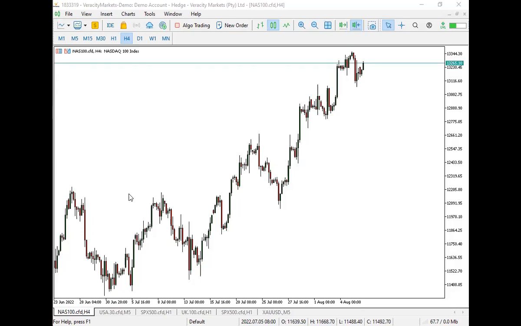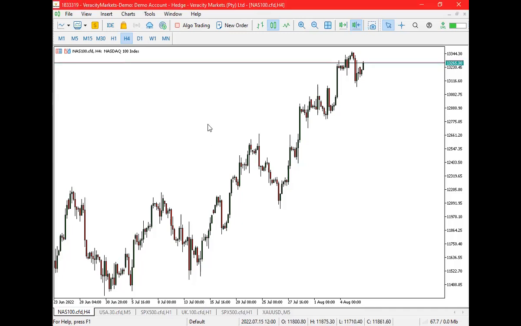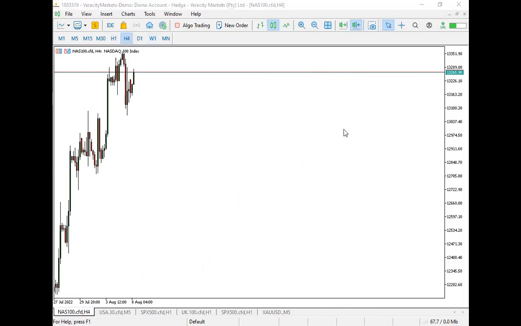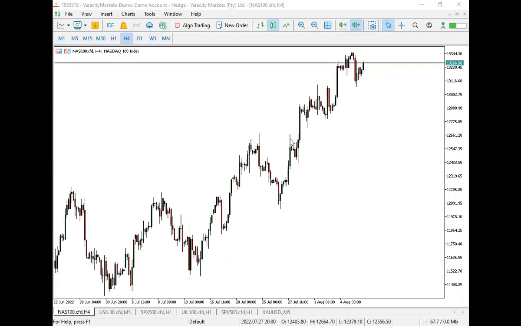Guys, I think now you are able to see my screen here, my background. This is a Forex chart. It's an index chart. Let me see H1. I think on H4, everything that I want to show you is clear.